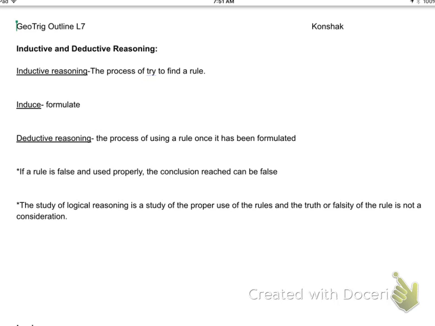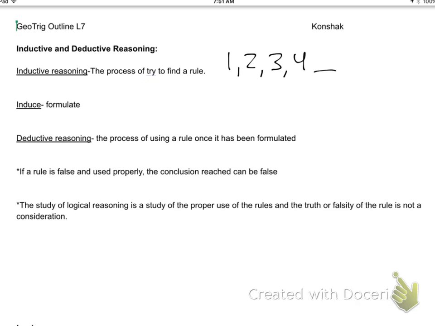So what we're going to do is try to use logic to show that things are either valid or invalid. Our first slide here is going to talk about a couple different techniques. The first technique is inductive reasoning. It's the process to try to find a rule. So if I gave you a progression of numbers, like maybe even just 1, 2, 3, 4, we can inductively reason to try to find the next term. Try to find the rule.